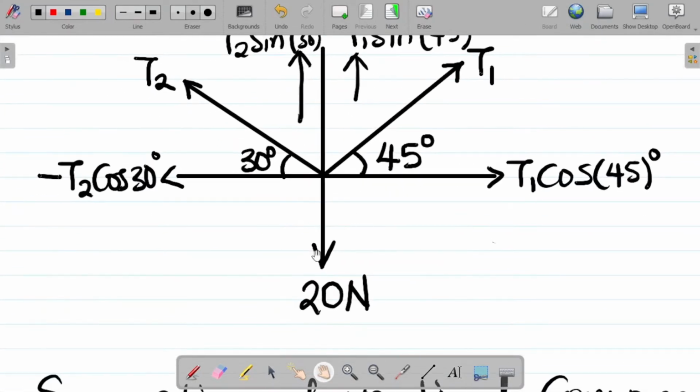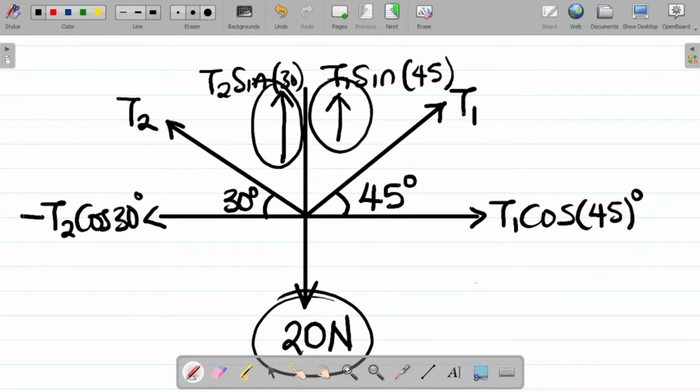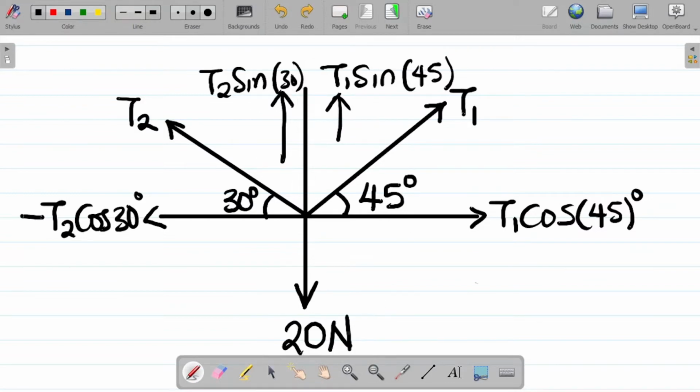First things first. If you look at the vertical components, what you have there as the vertical force includes 20 Newton. That's the first vertical force. Then you have the vertical component of T2, and also the vertical component of T1. So you have three vertical forces: 20, T2 this way, and T1 this way.